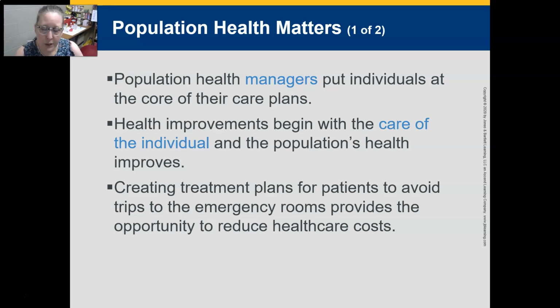Population health managers put individuals at the core of their care plan. So the idea is, even though we're talking about population health in improving the health of a group of people, it is still a one-on-one thing, especially if you merge it with primary care. The idea is health improvements begin with the care of the individual, and as each individual gets healthier, then the health of the population improves. You can create treatment plans for patients to avoid trips to the emergency room, and it provides the opportunity then to reduce healthcare costs.